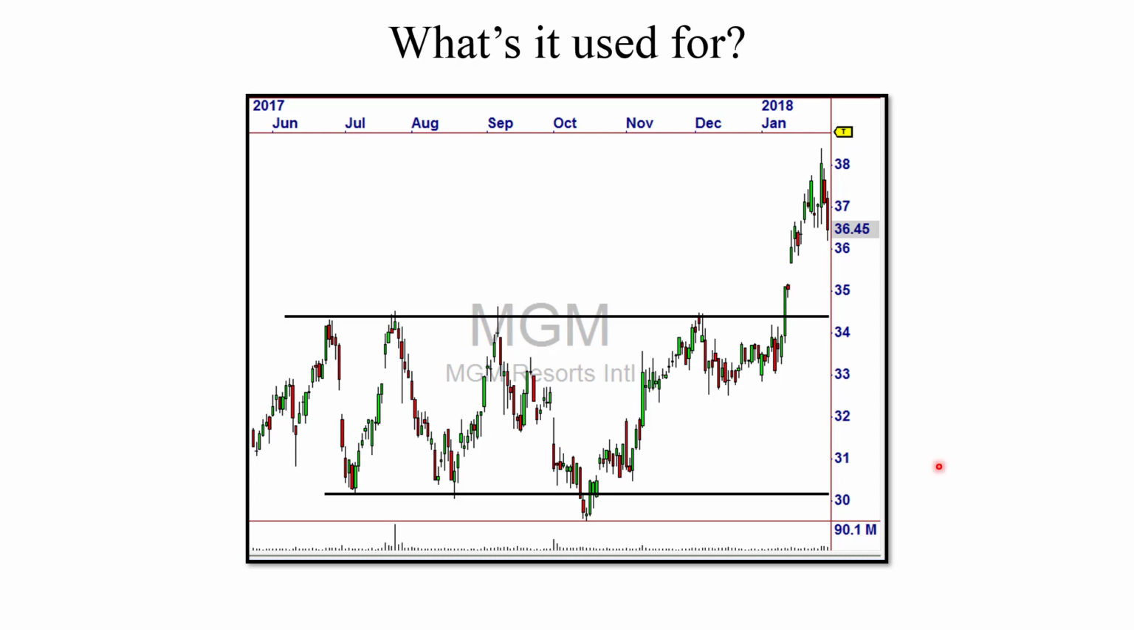All right, so those are the basics of support and resistance, and trust me, all you need are the basics in order to use support and resistance effectively. Let's look at some other ways that we can use support and resistance.